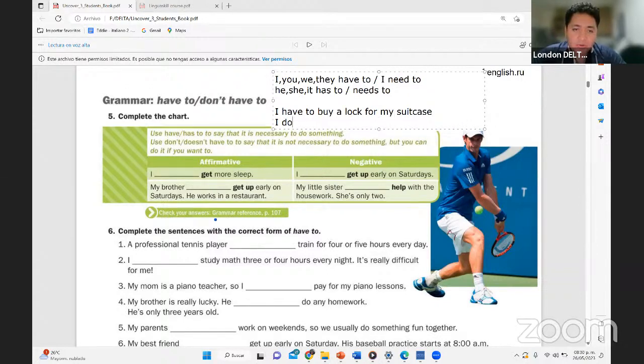Por el contrario, si tú lo dices en negativo, I don't have to buy a lock for my suitcase. Entonces, esto no significa que no debo hacerlo, sino que no es necesario hacerlo. I don't need to buy a lock for my suitcase.